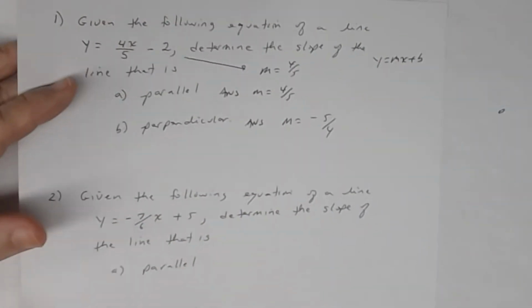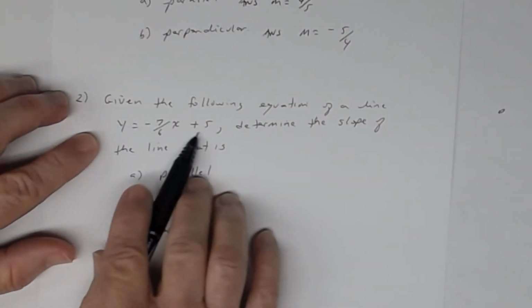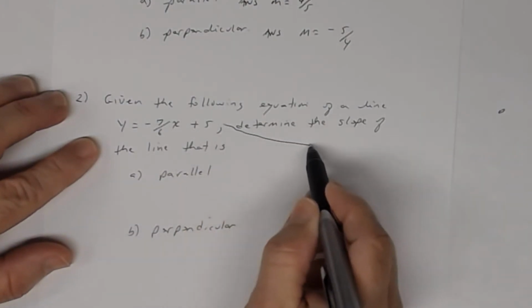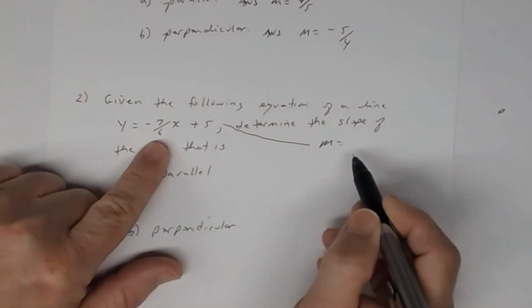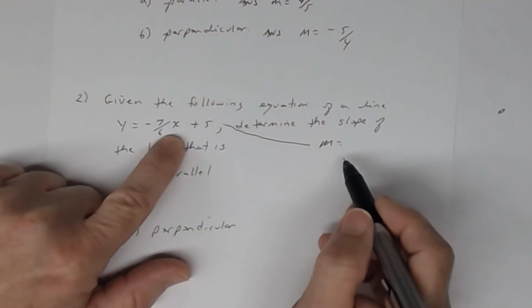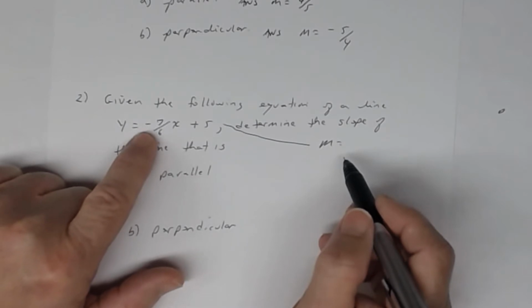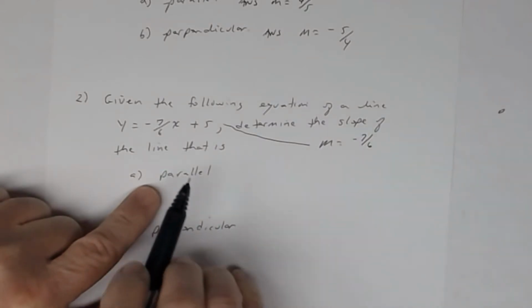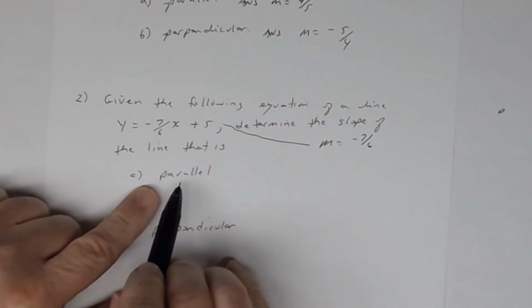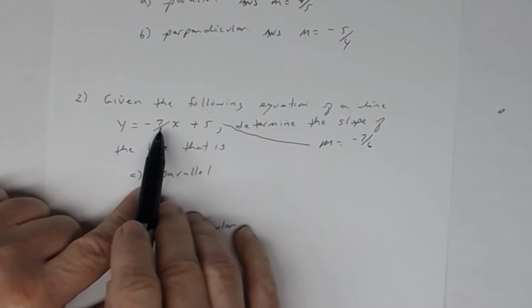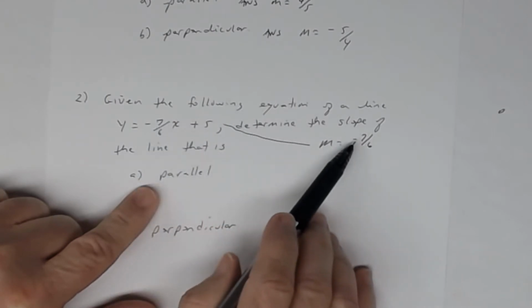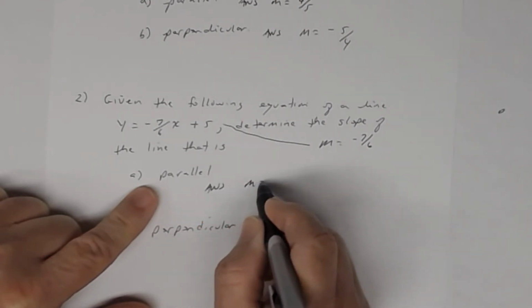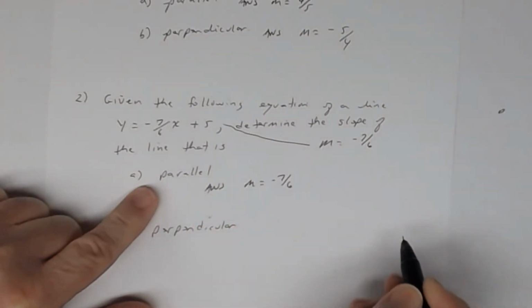All right, so over here, number 2, this is already in slope-intercept form, right? So what's the slope of this line right here? The slope of this line is the coefficient of x. So what's the slope of this line? -7/6. All right, so that means that every line parallel to this is also going to be what? -7/6, because parallel lines have the same slope. So the answer, slope will be -7/6.